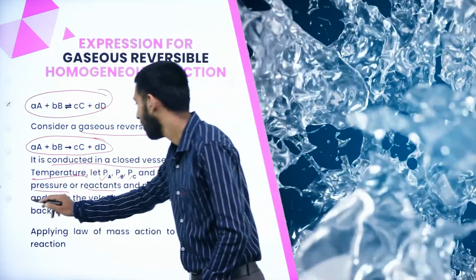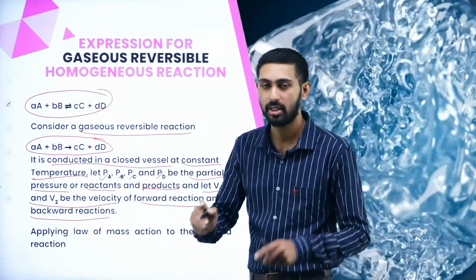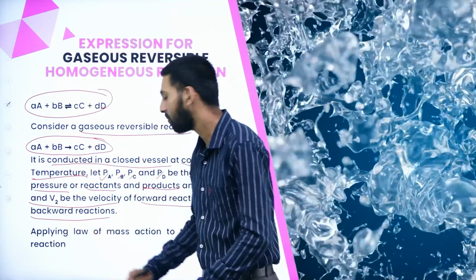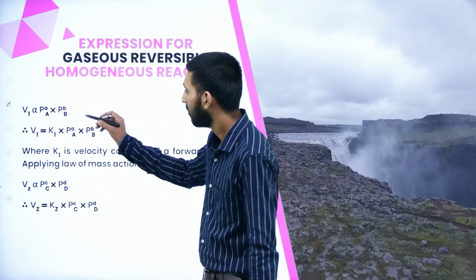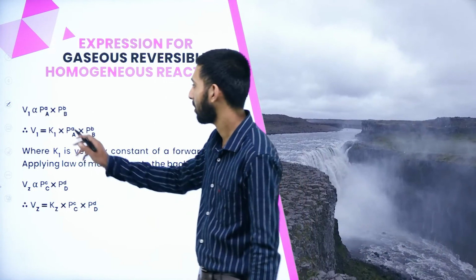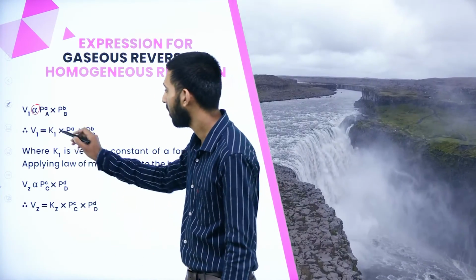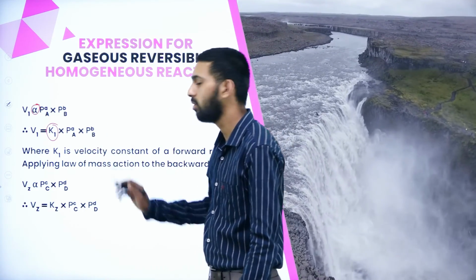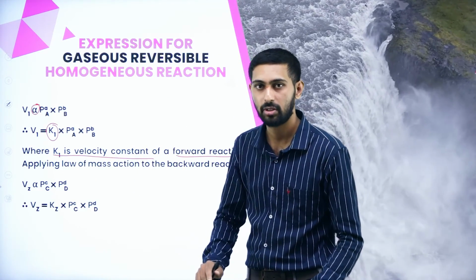Let V1 and V2 be the velocity of the forward reaction and the backward reaction. Now let us apply the law of mass action for the above reaction. So V1 is directly proportional to PA into PB, the partial pressures of both reactants. If we remove the proportionality, we get one constant known as K1. So V1 is equal to K1 into PA into PB. K1 is the velocity constant for the forward reaction.